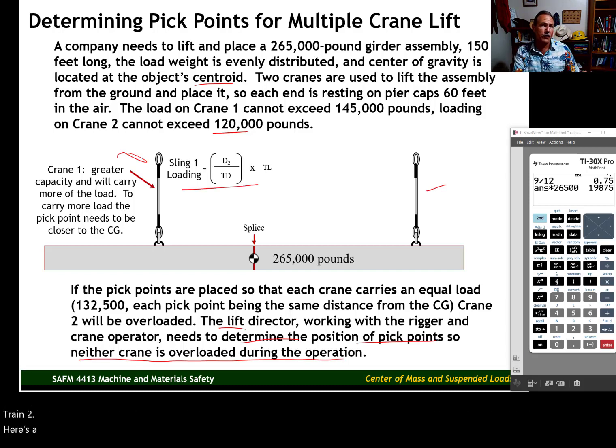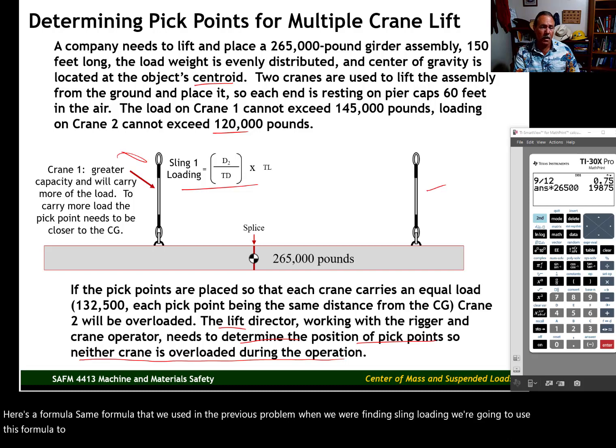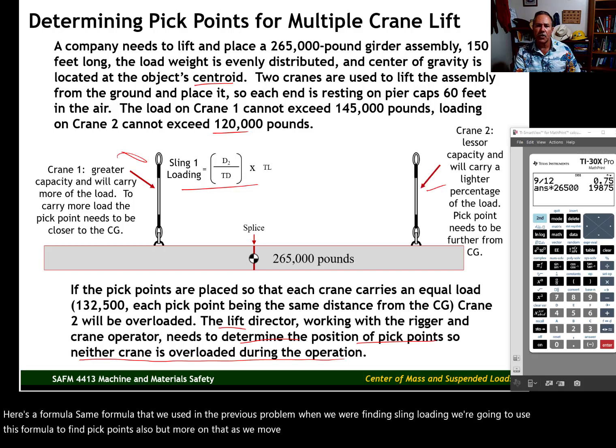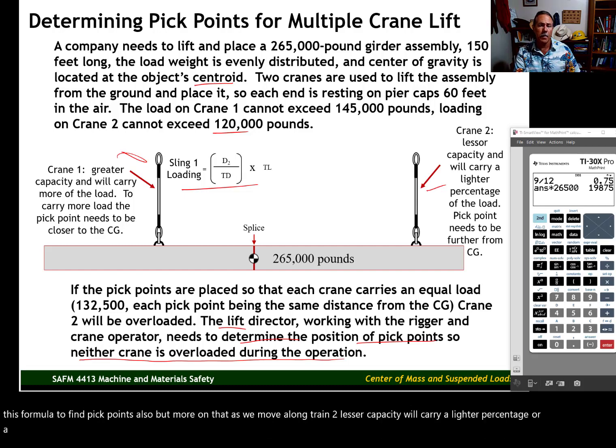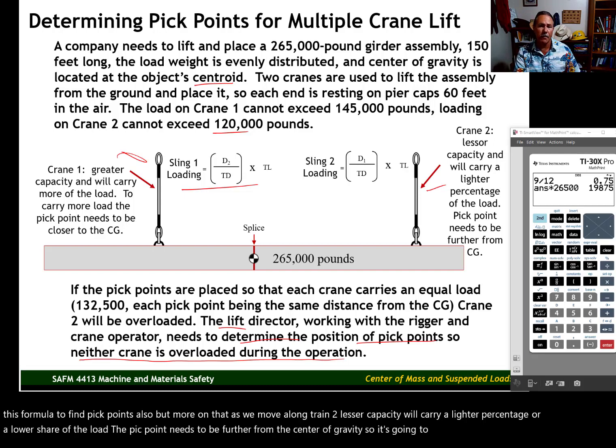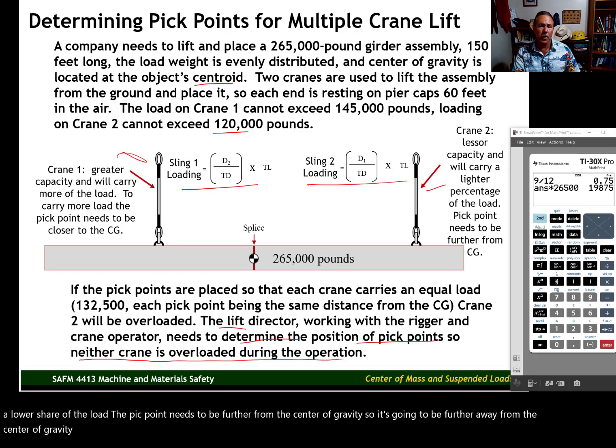Same formula that we used in the previous problem when we were finding sling loading. We're going to use this formula to find pick points also, but more on that as we move along. Crane 2, lesser capacity, will carry a lighter percentage or a lower share of the load. The pick point needs to be further away from the center of gravity. And here's the formula that we would use to determine the pick point for this also.